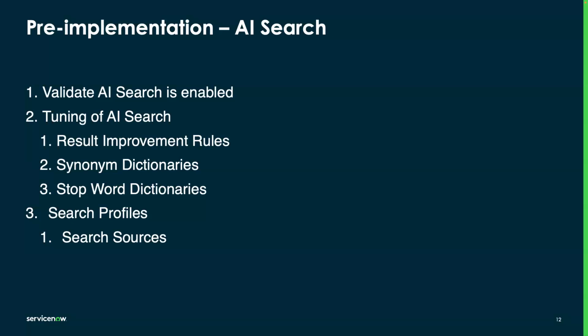So very important to make sure that AI search is on, that you have your AI search tuned, and then you do that by leveraging things like result improvement rules, synonym dictionaries, and stop words. And again, if there's any questions, please put those in the Q&A, not in the chat.